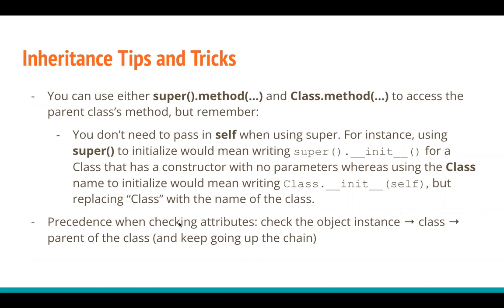Another tip to remember is that when you're checking for an attribute, you want to check the object instance itself to see if it has that attribute. And if not, you would check the class of that instance and then the parent of that class and keep going up the chain. And if you reach the parent class and there's no attribute, then you would get an attribute error.